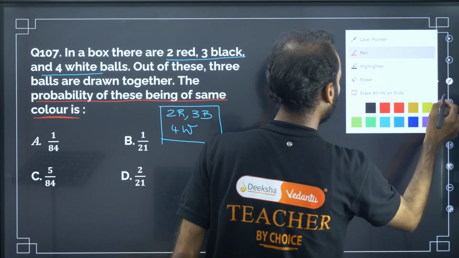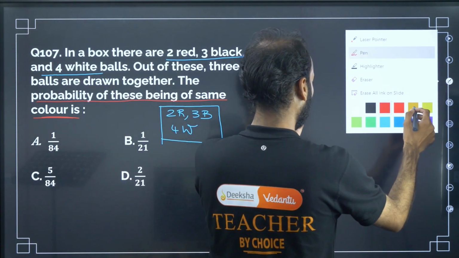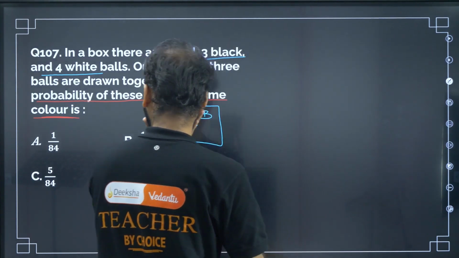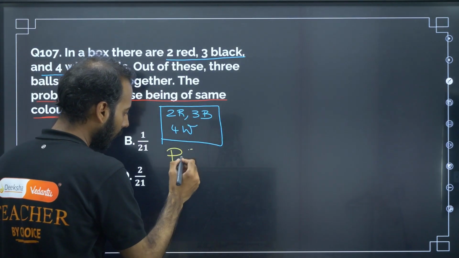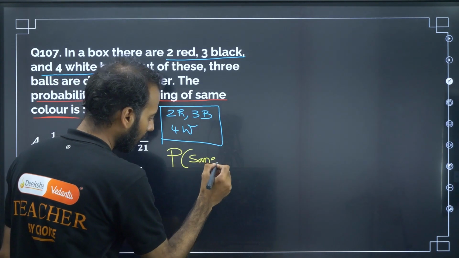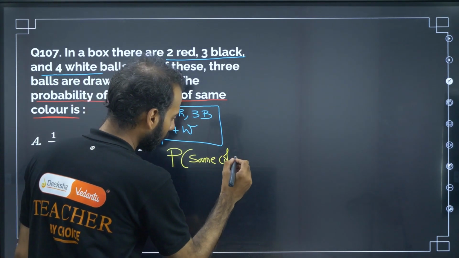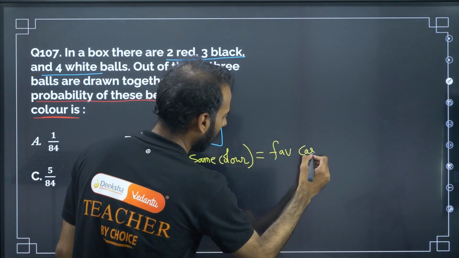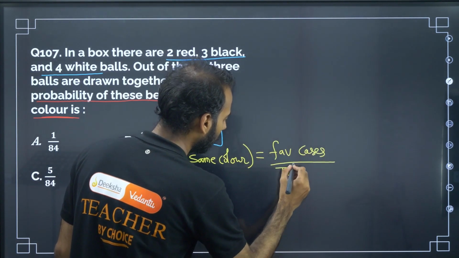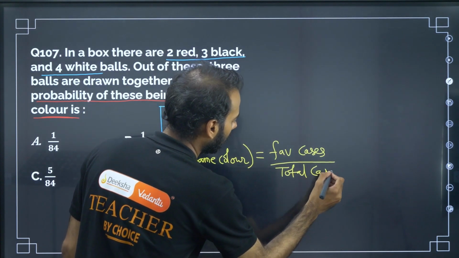Now, how to approach this problem? Probability of these being the same color. Probability of same color is equal to favorable cases by total cases.